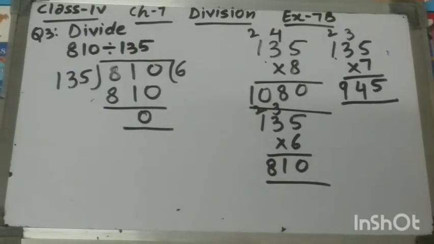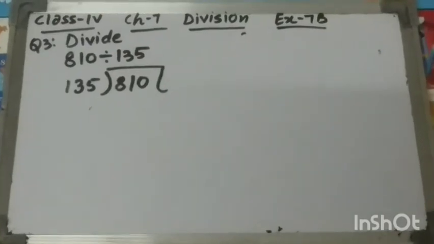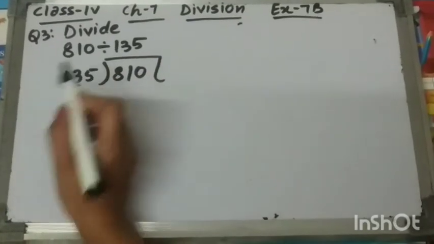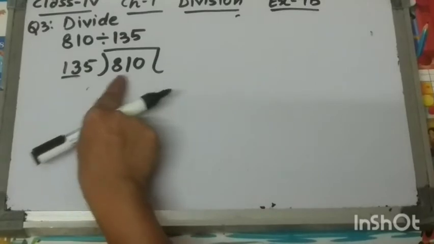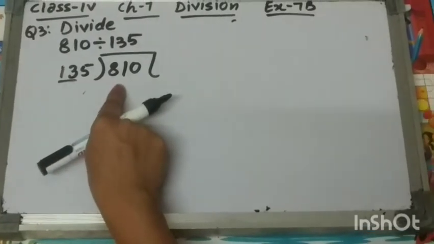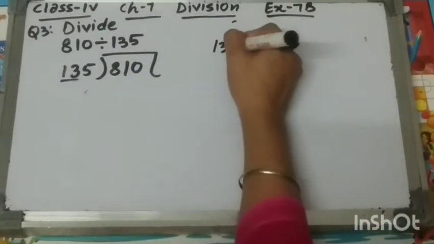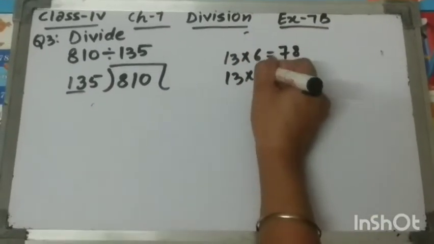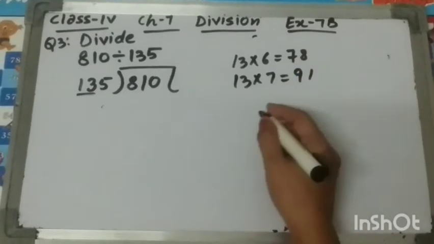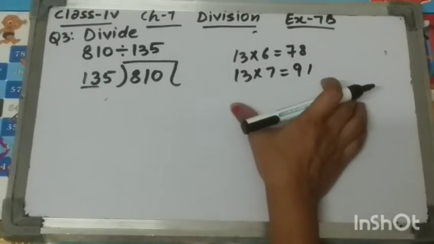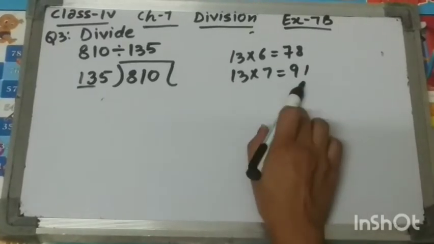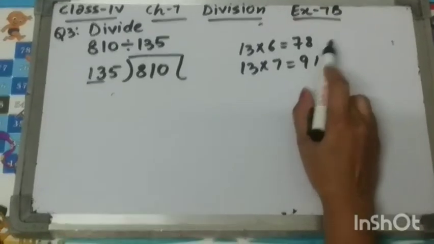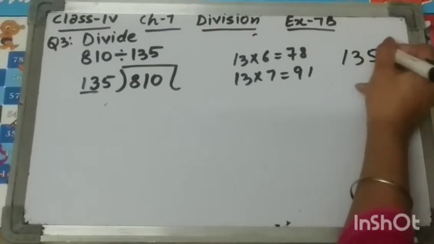There is one more method. Yes, second method ये है कि हम 13 को चेक करेंगे. 13 का टेबल. Okay, 13 के टेबल पर 81 कहीं आता है? नहीं आता. ठीक है, 13 6s क्या होता है, 78 होता है, and 13 7s are 91. बट 91 जो हमारा बड़ा हो जाएगा 81 से, तो हम क्या करेंगे, 13 6s चेक करेंगे. ओके, सो 135 6s चेक करो.